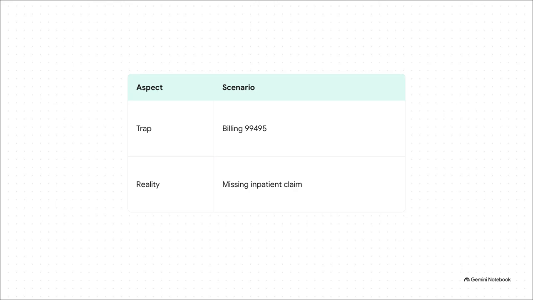So, what does a B15 look like in the wild? Well, the trap is billing CPT 99495, Transitional Care Management. The reality is that if this gets billed before the corresponding inpatient hospital discharge claim has actually reached and been processed by the payer, their system sees a missing prerequisite. The qualifying hospital stay hasn't even been established in their system yet. It triggers a cascading sequence denial. Timing is literally everything with these codes.